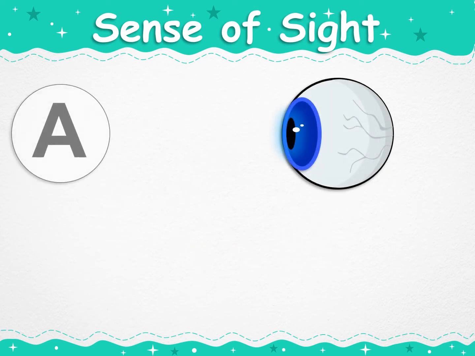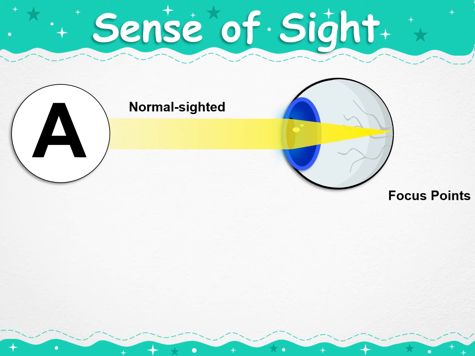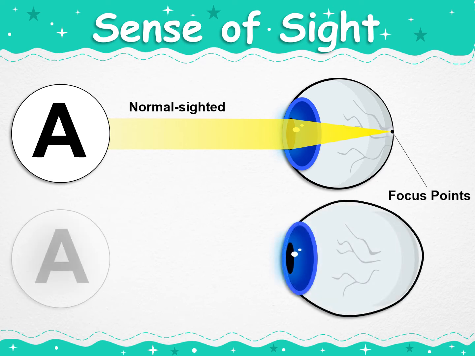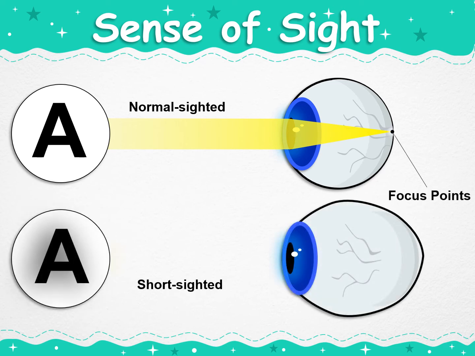Short-sightedness. Some of your friends may be wearing spectacles. Have you ever wondered why? Usually, they can see nearby objects but cannot see faraway objects. This is the opposite of what your grandmother has. This defect can also be corrected by wearing a pair of concave glasses.